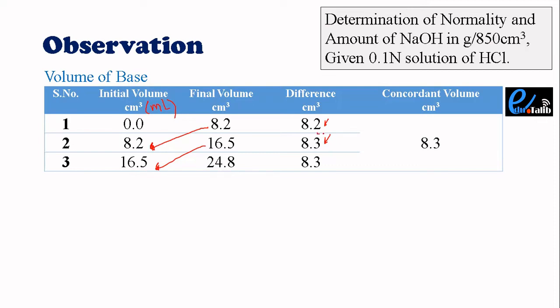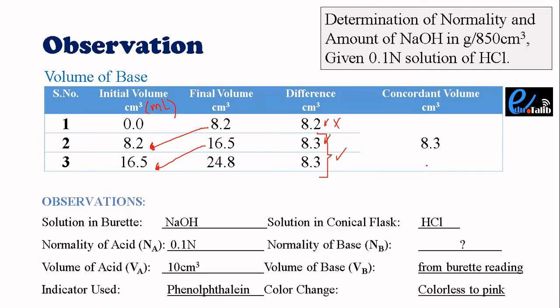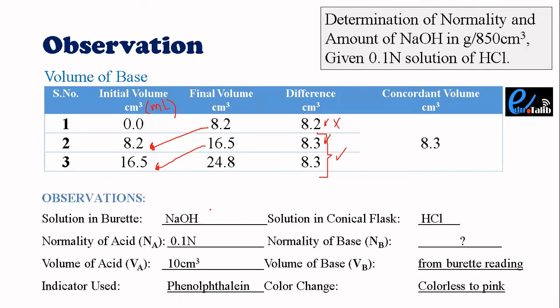Now over here, we have 8.3 and 8.3. These two are the same reading. Consecutive same readings mean this is the correct one. So we take this concordant volume of NaOH, which is 8.3. The reading 8.2 we have to ignore, because we only take the concordant, or same, reading. So the volume of NaOH consumed during this experiment is 8.3. This is a summary of the observations that have been given.